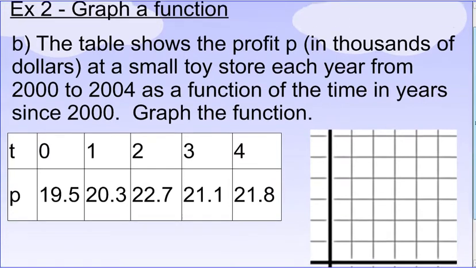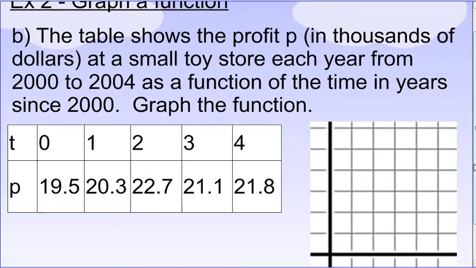Example 2. The table below shows the profit in thousands of dollars. So I'm guessing P stands for profit, P-R-O-F-I-T, for a small toy store each year from 2000 to 2004 as a function of time in years since 2000. So this is years since 2000. So 0 years would be 2000. 1 year since then would be 2001, 2002, 2003, 2004. Got it. Graph the function.